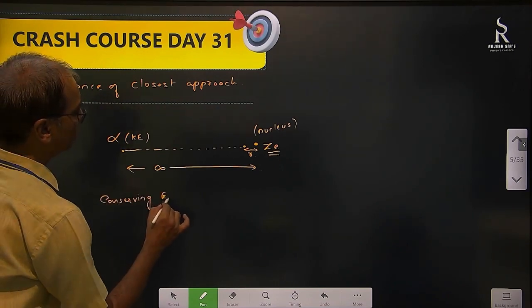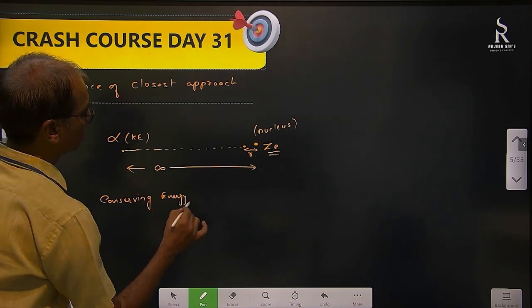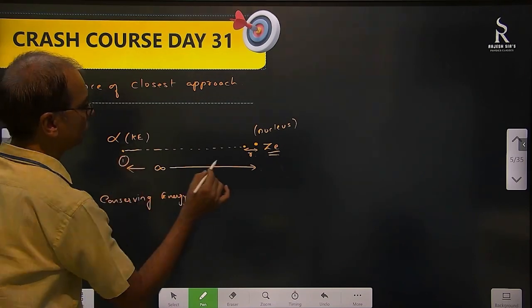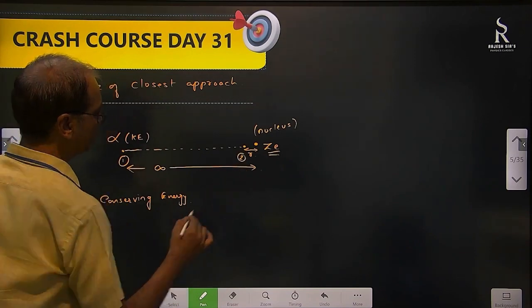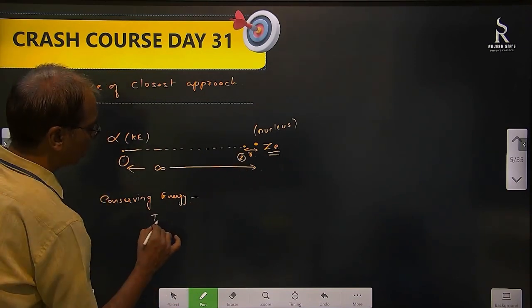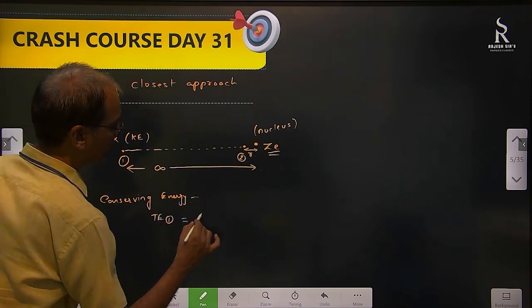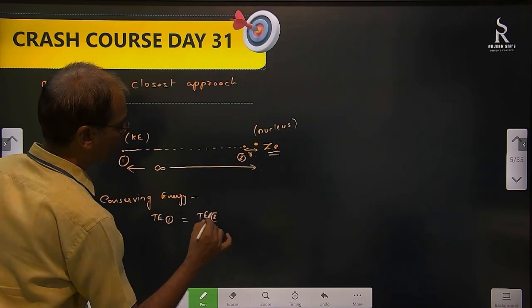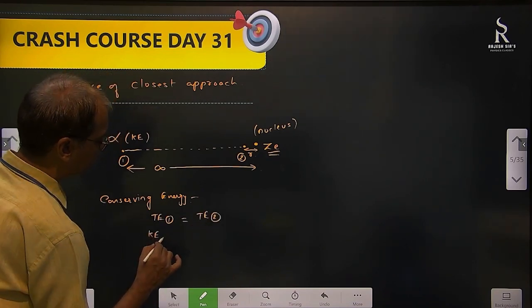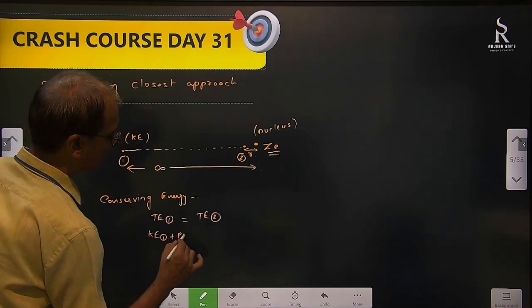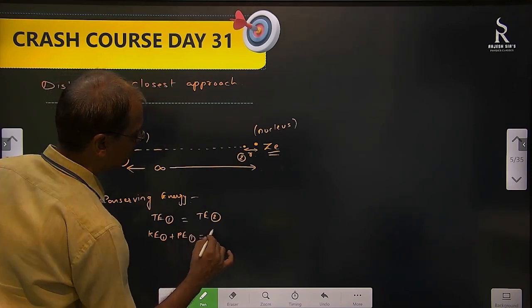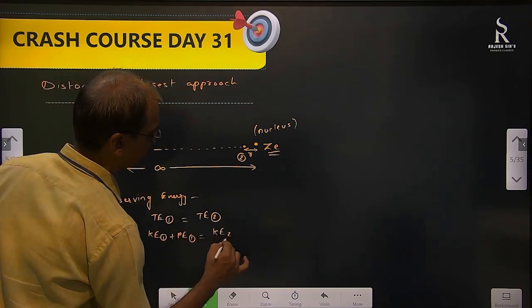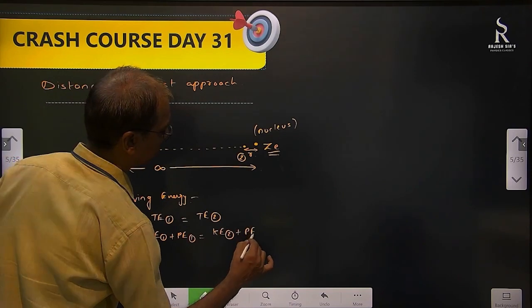Conserving energy means, if suppose this is the initial position and this is the final position, then we can say that total energy at point 1 equals total energy at point 2. That is, kinetic energy at point 1 plus potential energy at point 1 equals kinetic energy at point 2 plus potential energy at point 2.